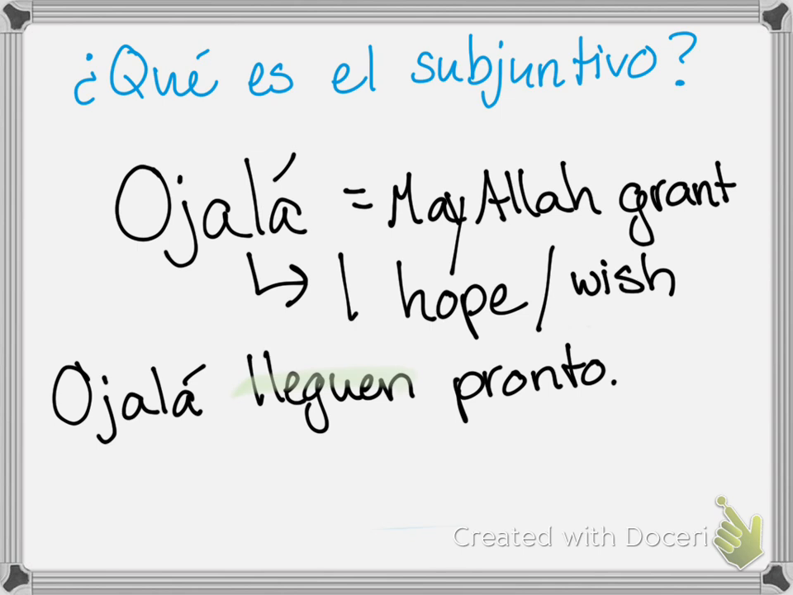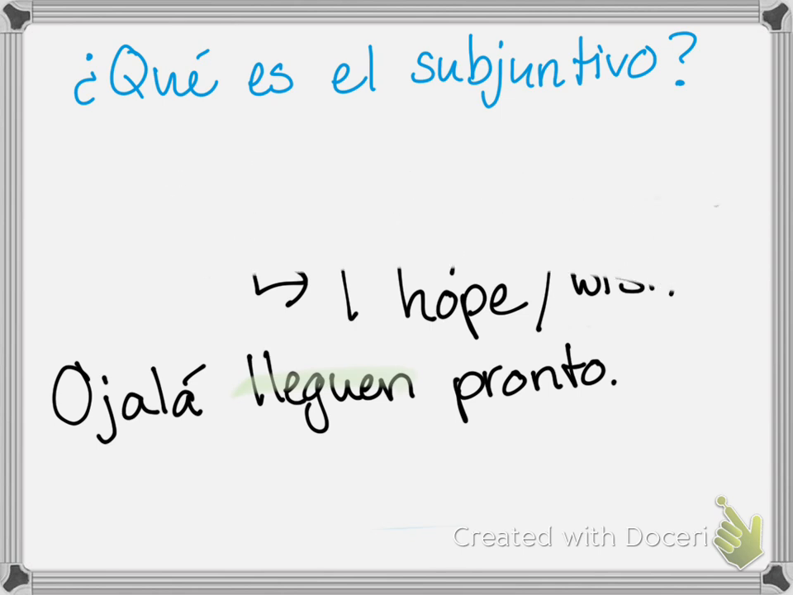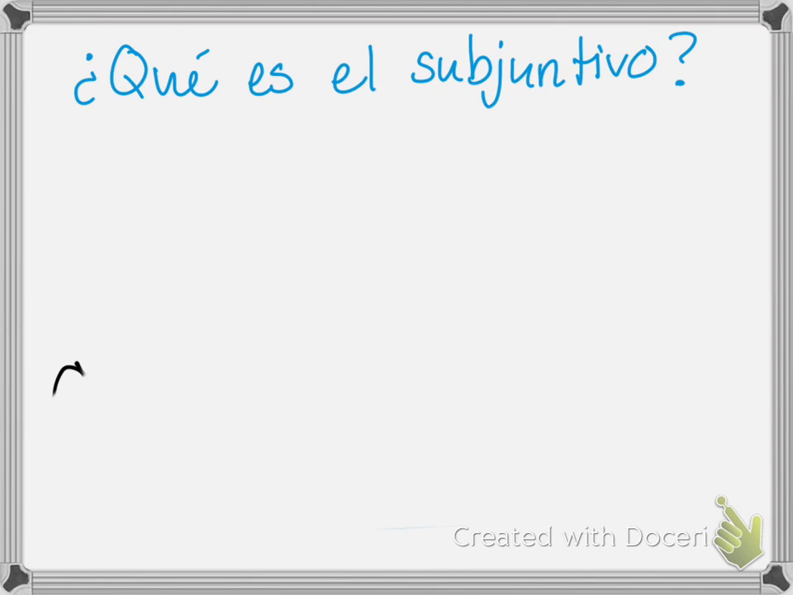So ojalá lleguen pronto. As I said, ojalá is very, very common in the subjunctive. So talking a little bit more about the subjuntivo, la pregunta es, the question is, when do I use it? I'm going to keep repeating this over and over again because it's good practice to put it into your memory. The subjunctive is used to react to an event.